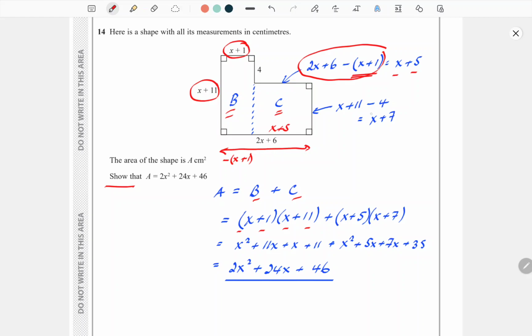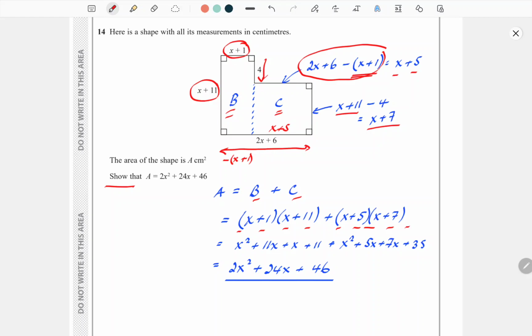And we use a similar process for the height, because we know the total height is x plus 11, and we're coming 4 down to come to the top edge of C. So that one is going to be x plus 11 minus 4, so x plus 7. So that's where we get those two brackets from.